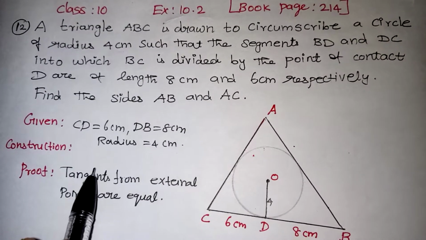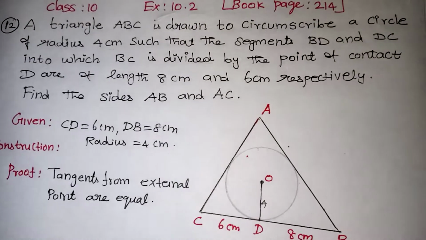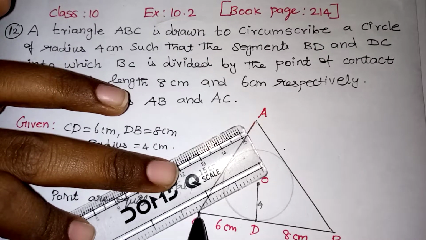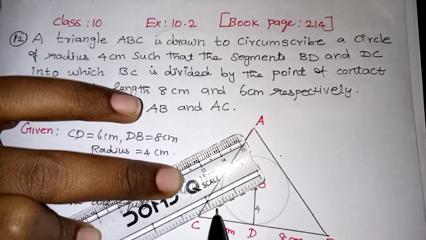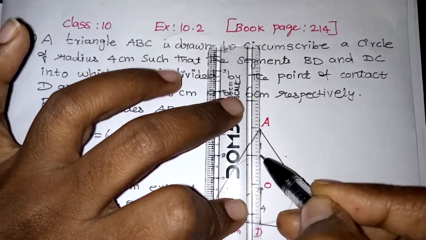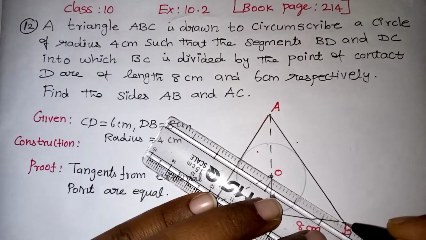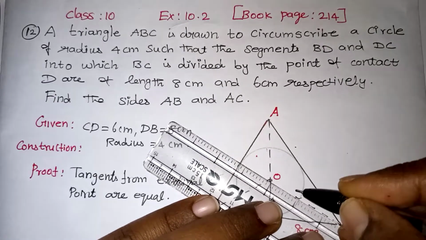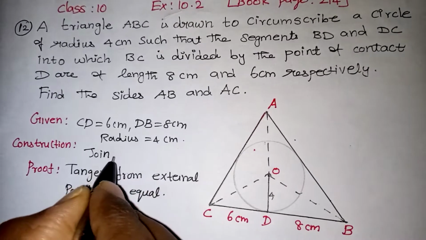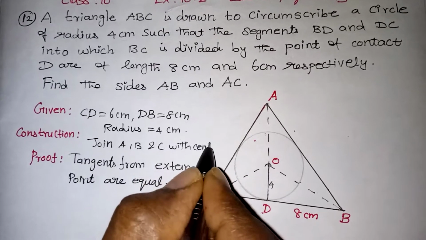Now we are going to construct. Without construction we cannot finish this diagram. What is the construction we are going to do? Here we are just going to connect C with our center O, and A is also connected with O, and B also we have to connect with our center. So we have connected A, B, C with the center. That is our construction.